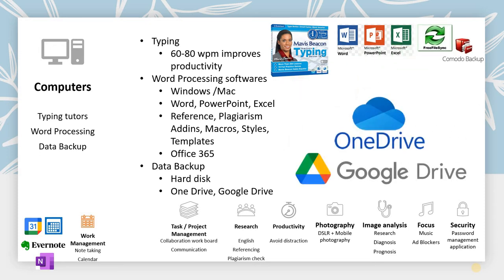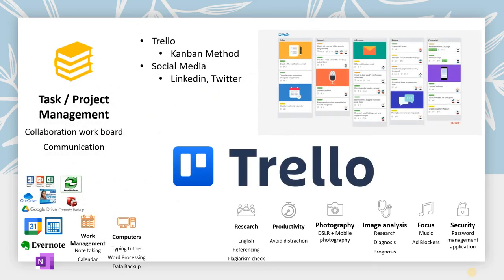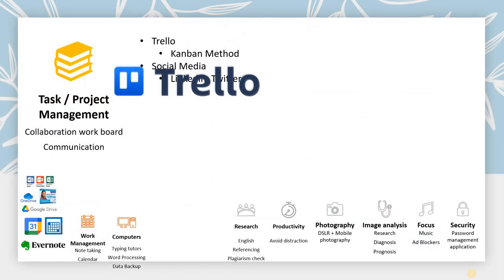OneDrive and cloud storage like Google Drive allow you to back up data seamlessly over the cloud, which you can retrieve anytime you want. Task management. You need to collaborate, communicate, and there are many apps available. One such application is Trello. Trello uses the Kanban technique, the Japanese technique, which lists out what has to be done, what is in progress, and what is completed, and helps you collaborate this with your supervisors and colleagues.